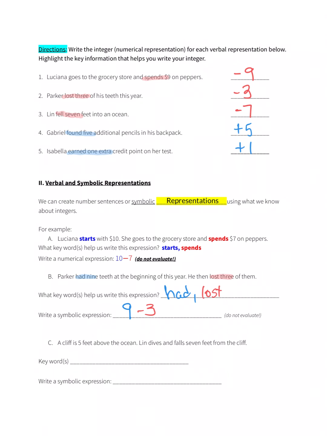Pause the video and try this next one. Okay, hopefully you tried this one on your own and you identified above and falls as your keywords. So above, 5 feet above, and then falls is negative, so I put that in red. You're going down. You start 5 feet above, so you start with the number 5, and then you fall 7, so you subtract 7.